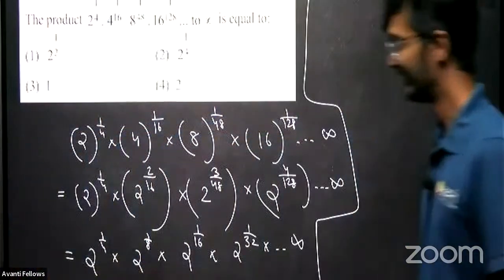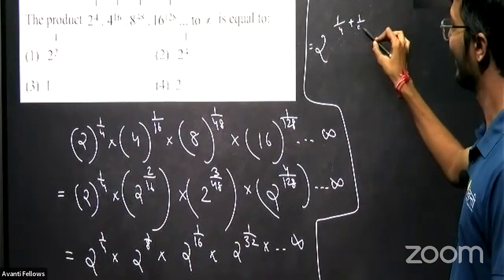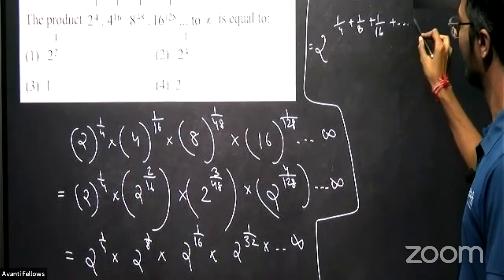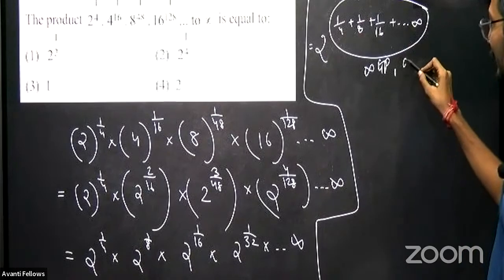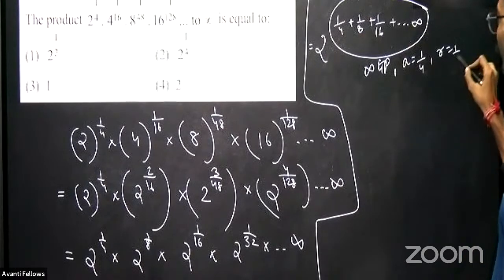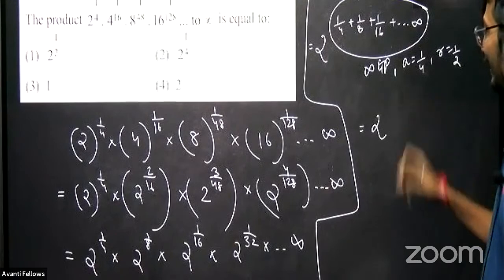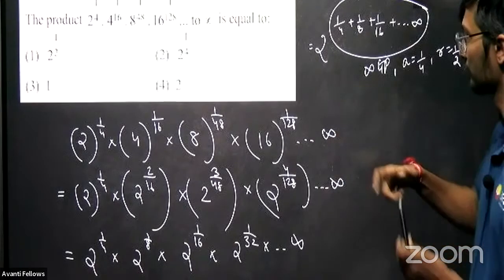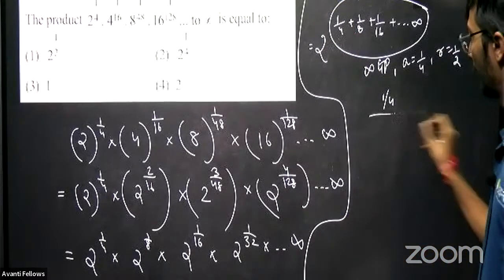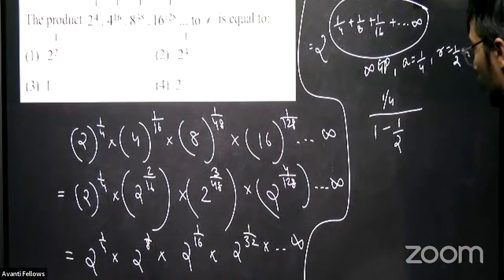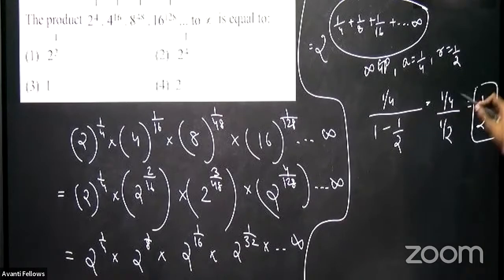By using indices, I can write it as 2 raised to 1/4 plus 1/8 plus 1/16 and infinite terms. You can see what this is? This is an infinite GP with first term 1/4, R is 1/2. So what will be its sum? Its sum will be A upon 1 minus R. So that means 1/4 upon 1/2. That means 1/2.